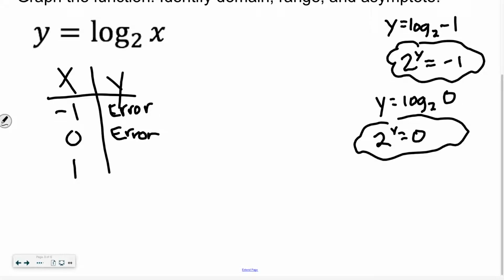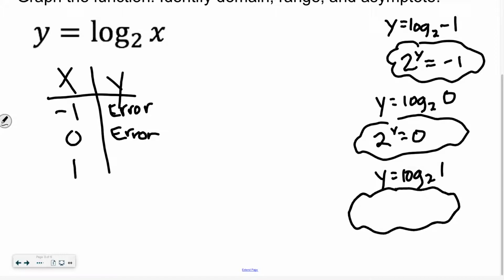Okay, let's see if we can get one for 1. y equals log base 2 of 1. Let's see, that's 2 to the y equals 1. y is 0. So we can do this one. You can't do the rest of it. That's weird. Well, we can't do them if they're 0, and we can't do them if they are negative. But could we do anything in between 0 and 1?